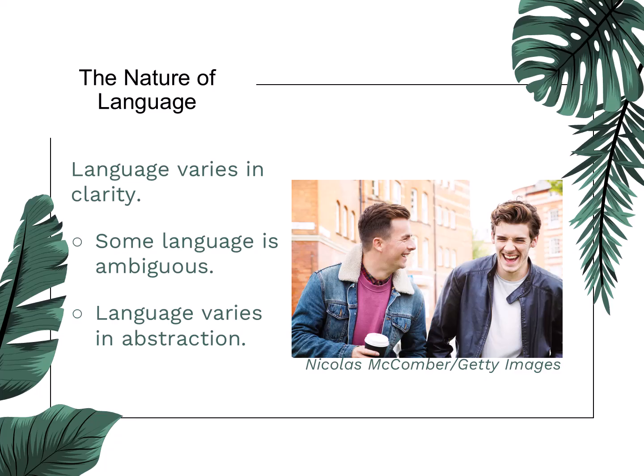And then language, going into our next slide here, language varies in clarity as well. Some language is ambiguous, and language varies in abstraction. So ambiguous language has more than one meaning. Think about, I went to the bank. Generally, we would all understand you probably went to a financial institution, but the word bank can be defined multiple ways. Did you go to the riverbank, so the landing at the side of a river, or to go to the financial institution, the financial bank.